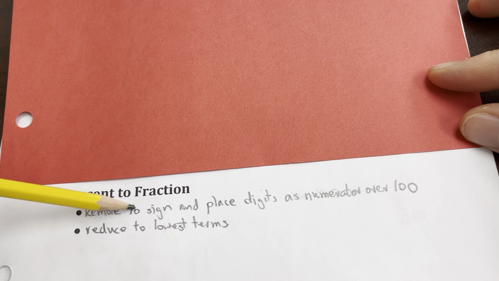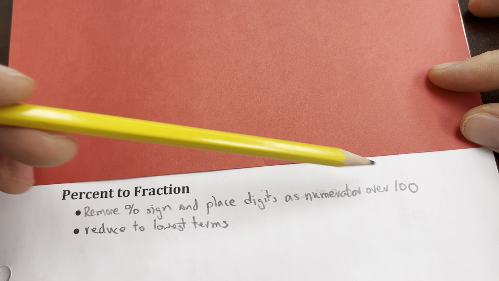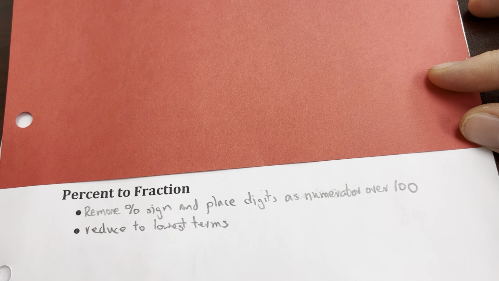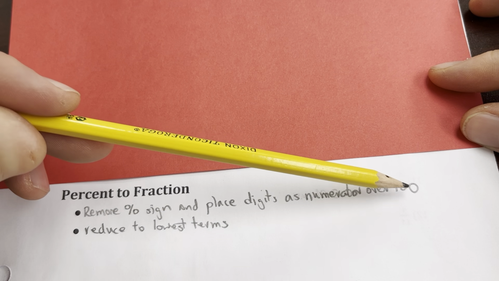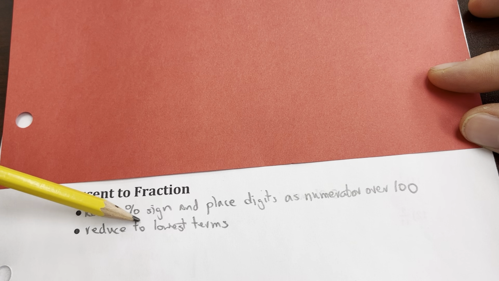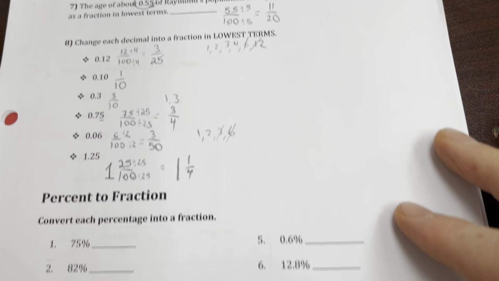So we're going to remove the percent sign and then place whatever digits our percent is as the numerator over 100, and then I'm going to reduce again, okay? So our denominator for these is going to be 100 because, as the percent sign means, it's out of 100. So let's look at a couple of these.